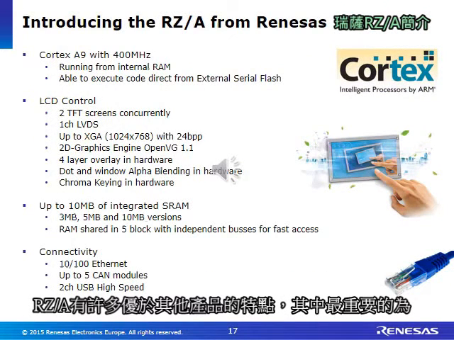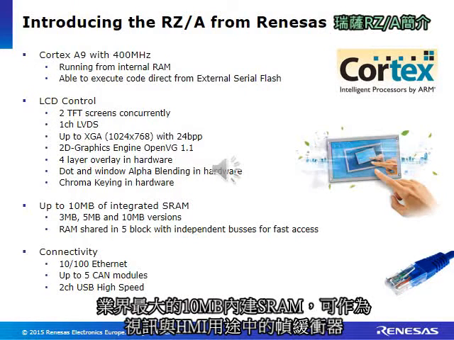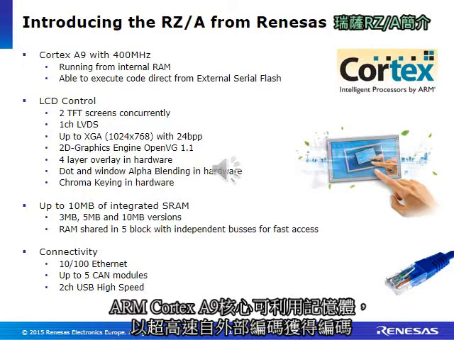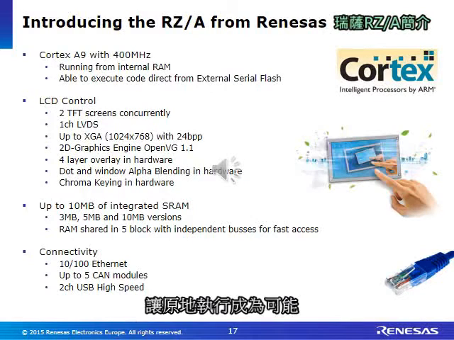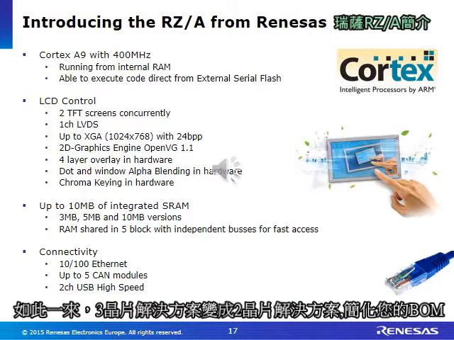RZA has many winning features and above all the game-changing 10 megabytes of integrated SRAM that function perfectly as frame buffers in video and HMI applications. The ARM Cortex-A9 core can get code from the external quad-SPI memory at very high speeds, which enables execute in place. This means a 3-chip solution becomes a 2-chip solution, minimizing your BOM.